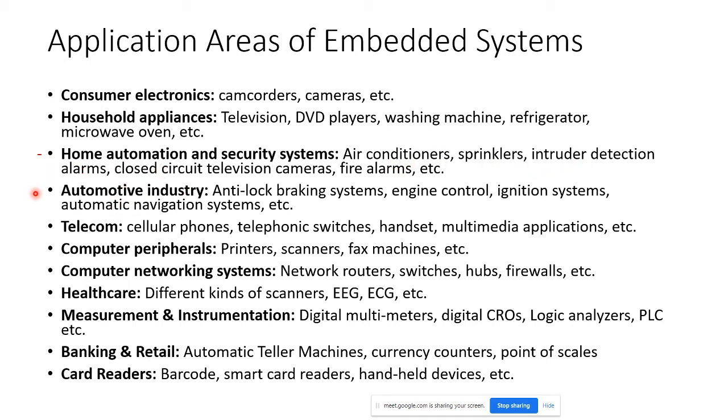And then you have your automotive industry, where you have your anti-lock braking systems that we saw earlier, your engine control, ignition systems, automatic navigation systems, and much more. And then you have your telecom, your cell phones, phone switches, handsets, multimedia applications. And if you take computer peripherals, your printer, scanner, fax machines, all these things also have embedded systems in them. And then you have your networking systems, you have your routers, switches, hubs, firewalls.